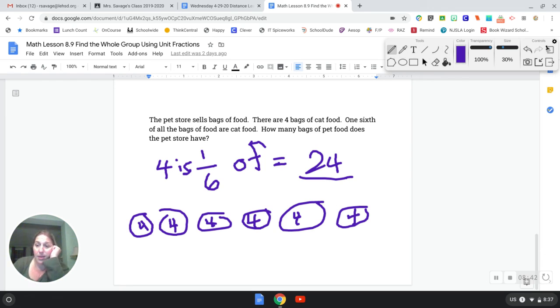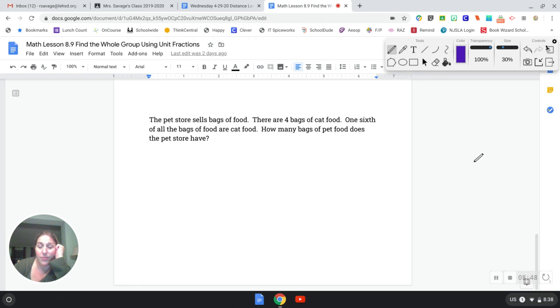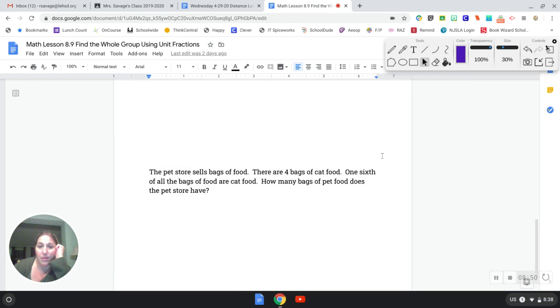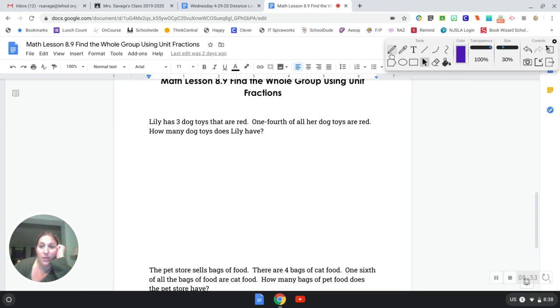All right, guys. I think I came in under 10 minutes. There is another problem here. Let me go up there because I was trying to keep this to 10. I got about a minute left. I want to see if you guys can figure this one out on your own and then maybe tell me about it. Lily has 3 dog toys that are red. 1/4 of all her dog toys are red. So 3 is 1/4 of, what do you think?